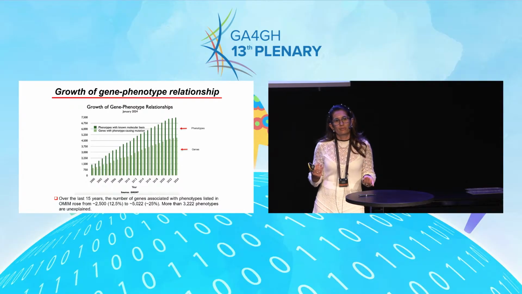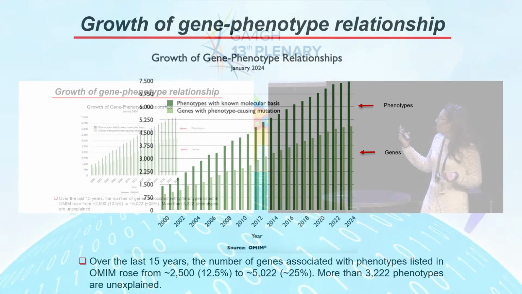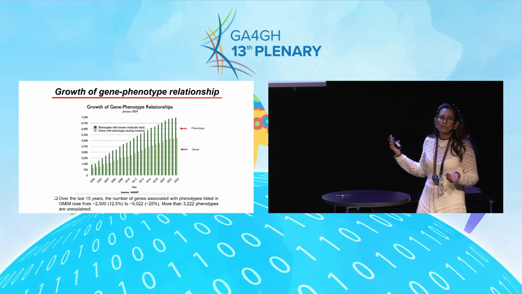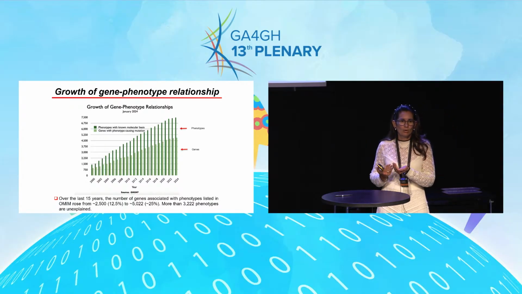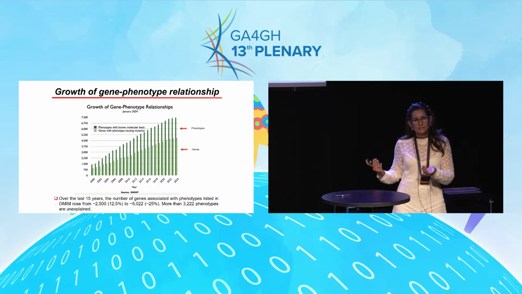But we haven't solved everything. As you see in this graph, there are many more genes to be found. We went from 2,500 disease genes in 2010 to 5,000 disease genes in OMIM by 2015. But we still have about 15,000 genes for which we don't know what they cause when there's a variant, a pathogenic variant, in one of them. And we have, at least in OMIM, at least 3,222 phenotypes for which we don't know the causative gene. And that's an underestimation, because not every rare disease is actually cataloged in OMIM.